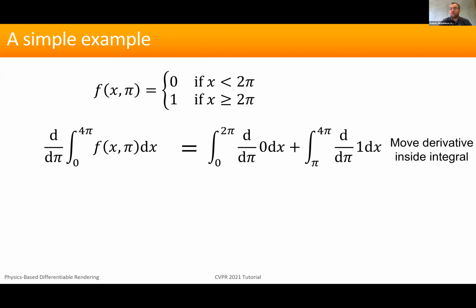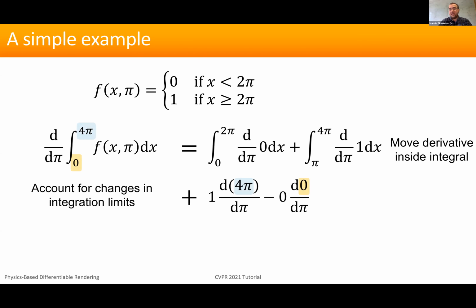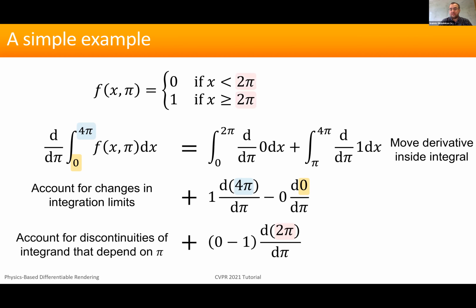First, just the term corresponding to moving the derivative inside the integral. Second, a term that accounts for changes in integration limits. So here we have derivatives of 0 and 4 pi because they show up in the integration limits. And third, this discontinuity term I mentioned earlier that has to do with the fact that our function is discontinuous at a point that itself moves with respect to the parameter we're differentiating with respect to. Okay? So correctly applying the Leibniz rule, correctly differentiating this integral means that we need to account for all 3 of these terms and not simply move the derivative inside the integral.